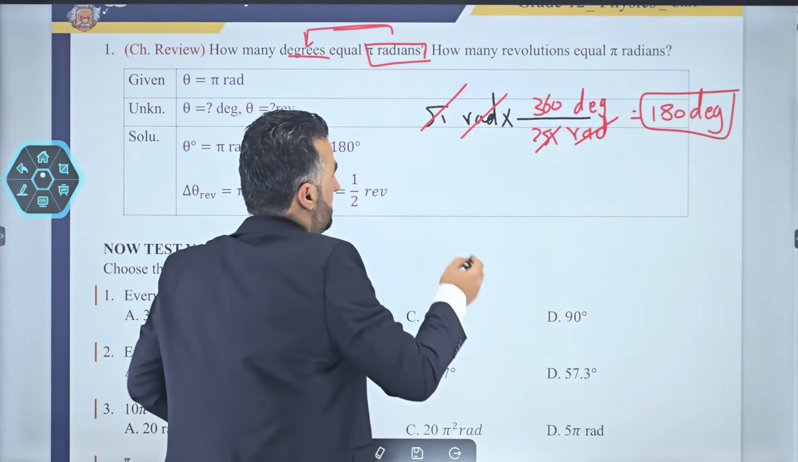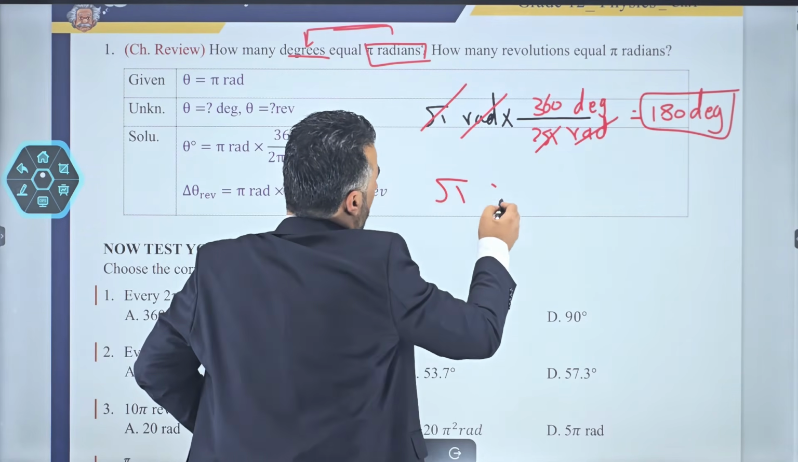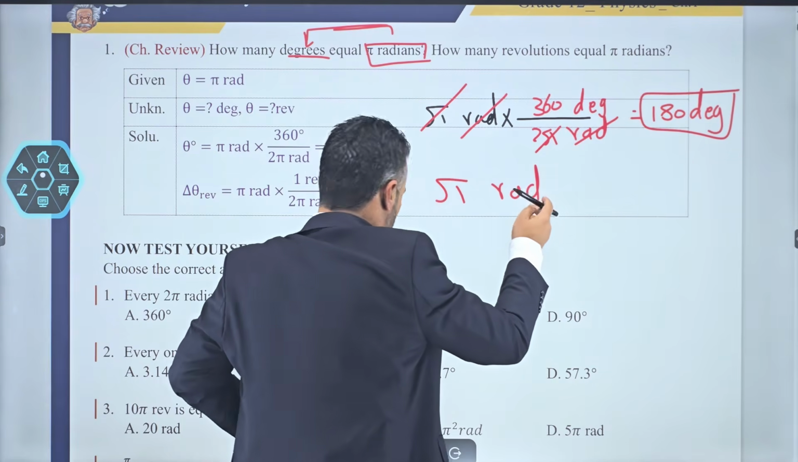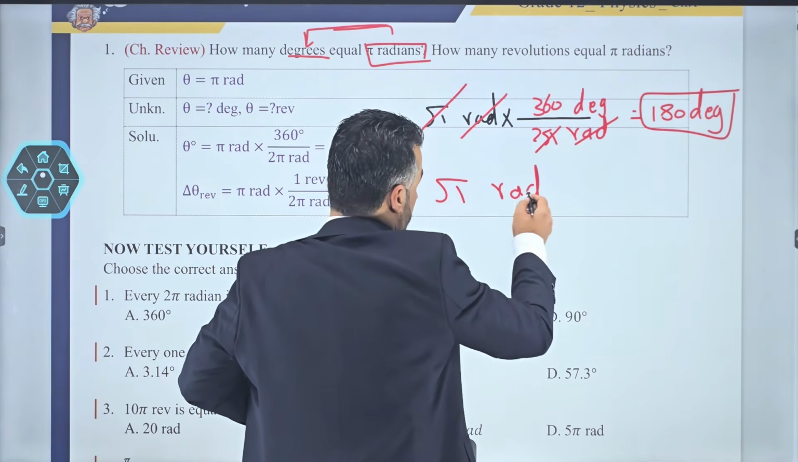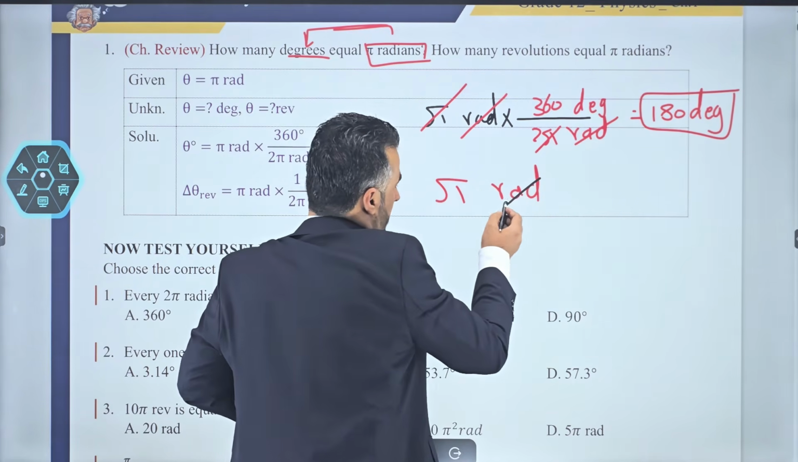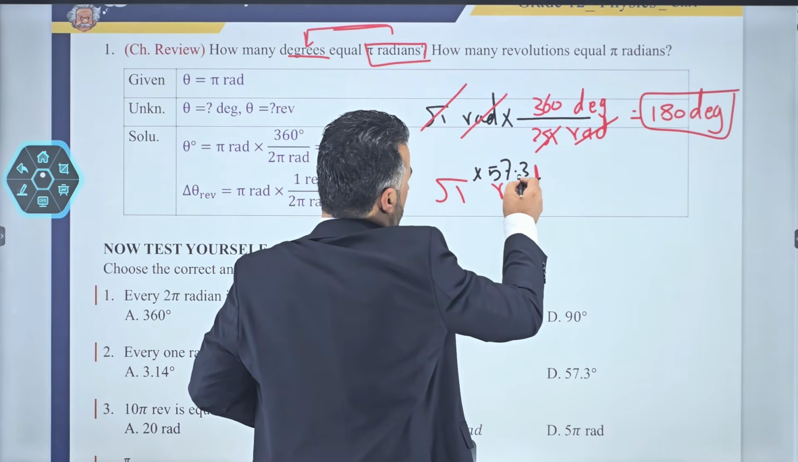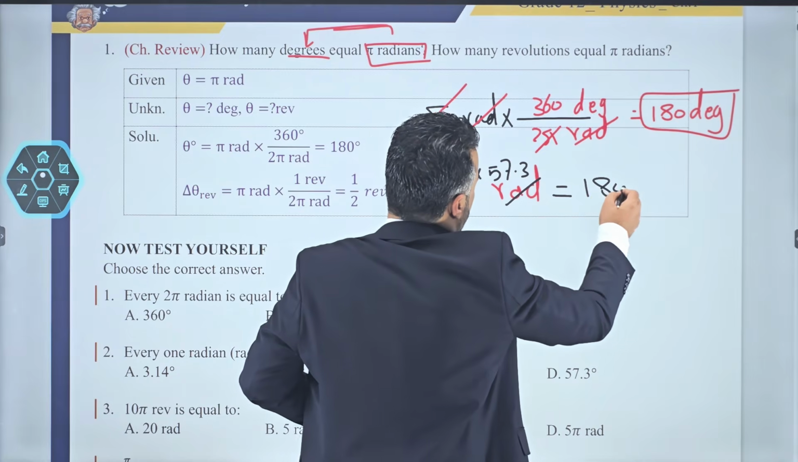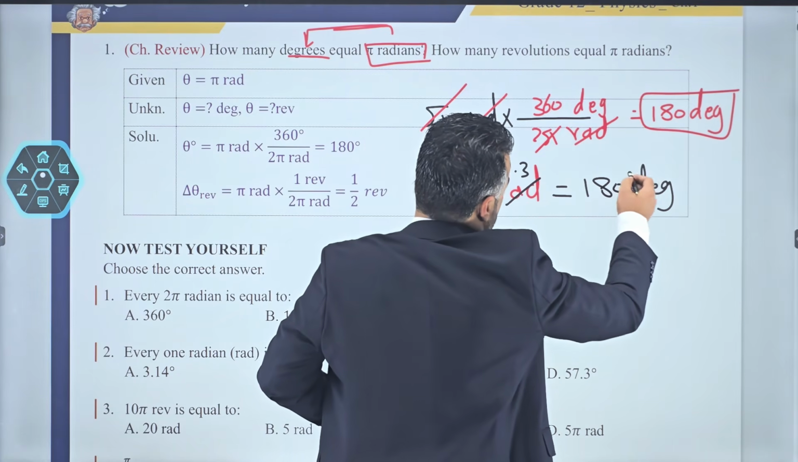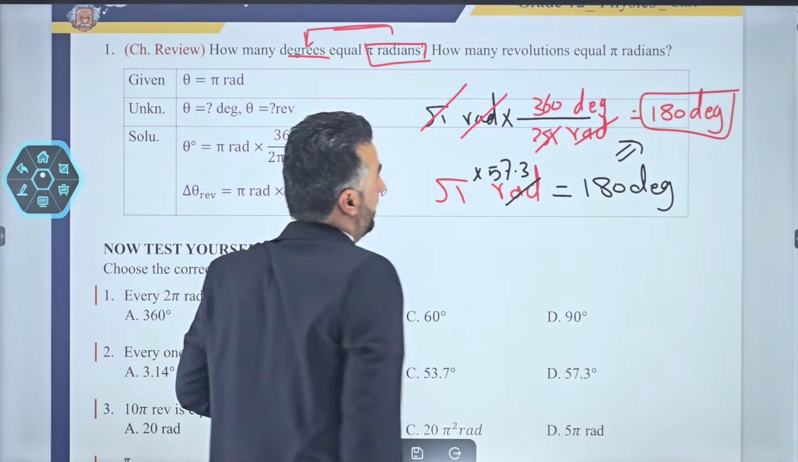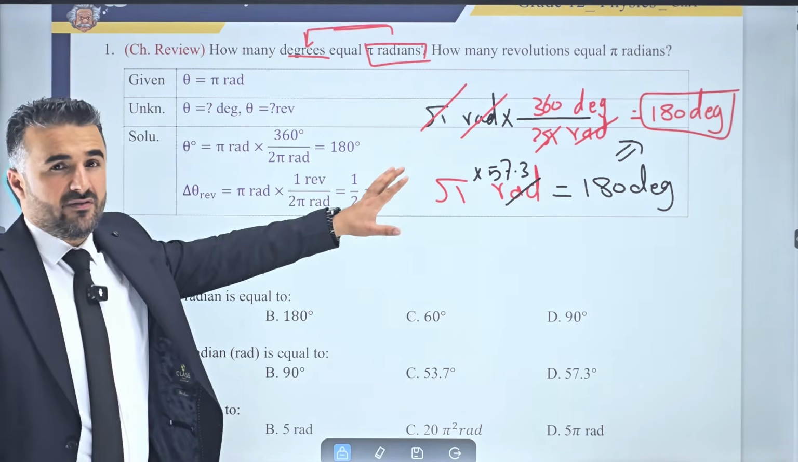What if I want to use the other method, pi radian? We said every radian is equal to what? It is equal to 57.3. So just multiply by 57.3 degrees, and you will get 180 degrees again, which is exactly the same as this one here. That is the first part of the question.